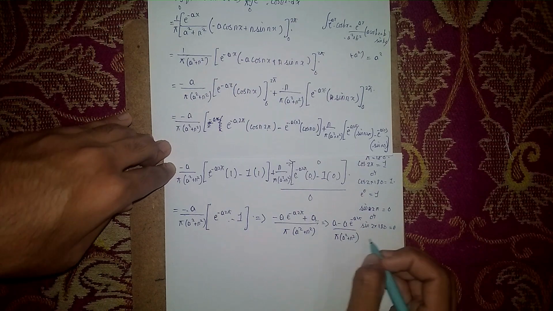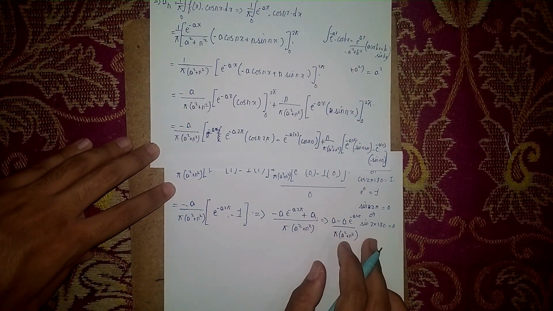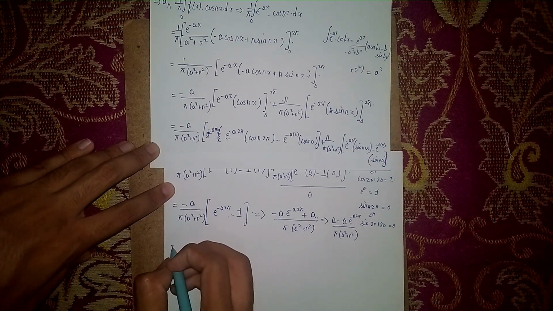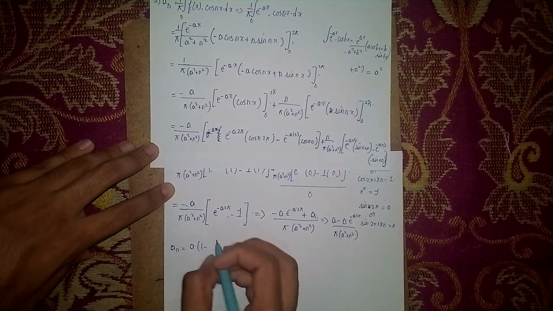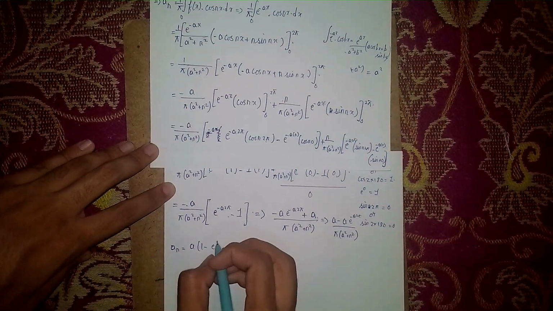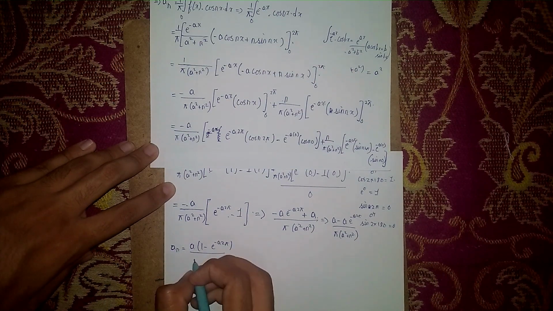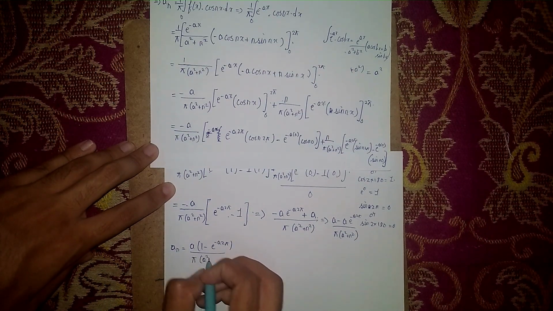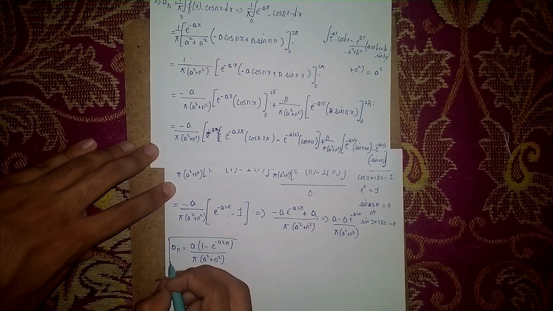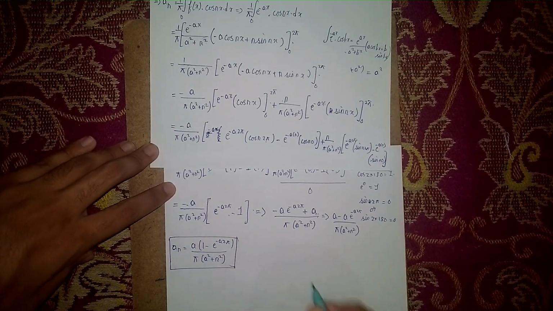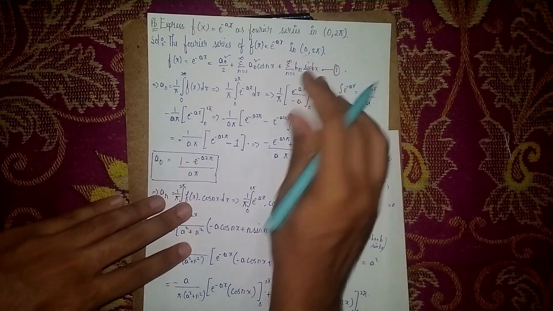Okay, now what you will do, here you can take common. So our an value becomes an is equal to a into 1 minus e power minus a 2 pi by pi into a square plus n square. Okay, we found our an value. Our next is the bn value, so now bn we have to find out.